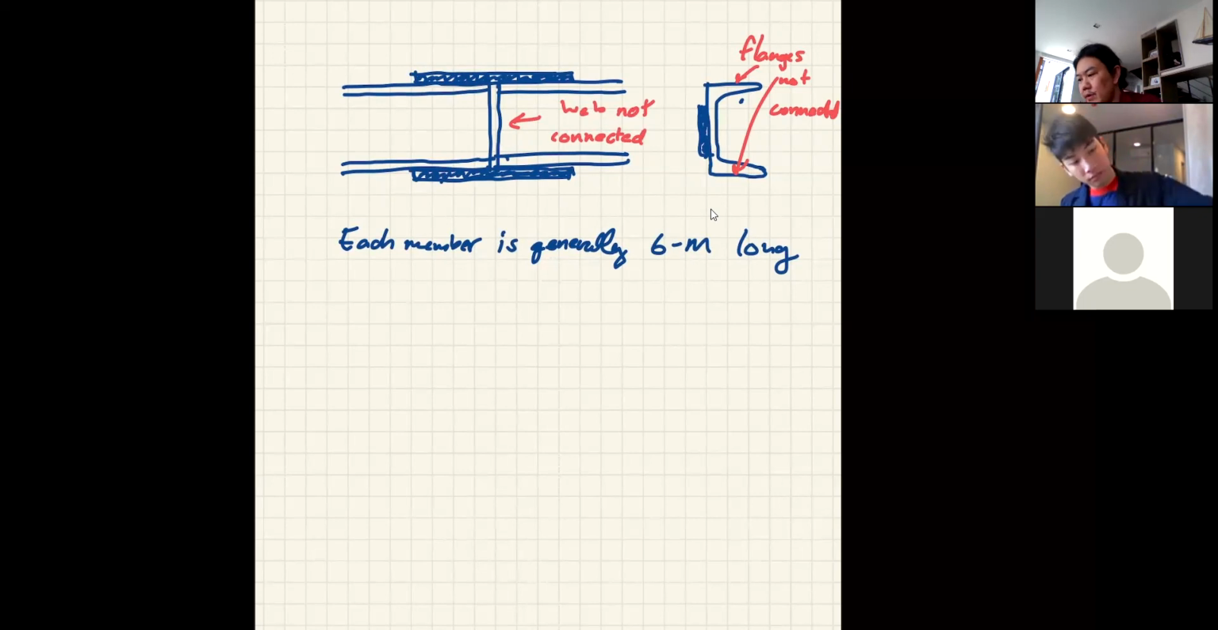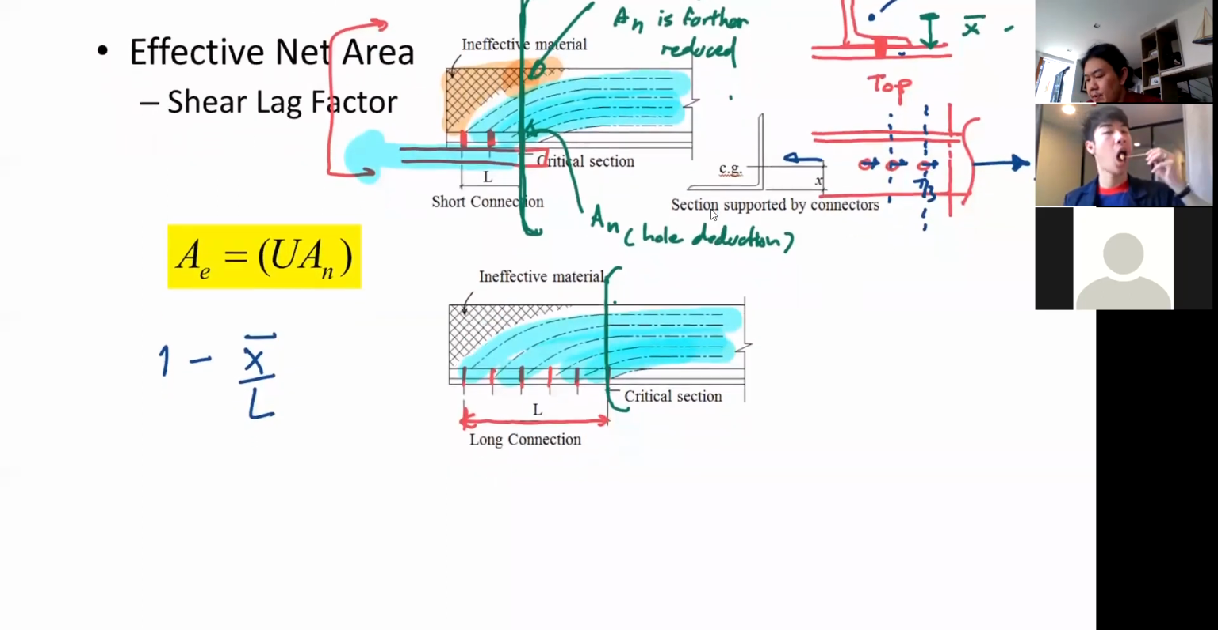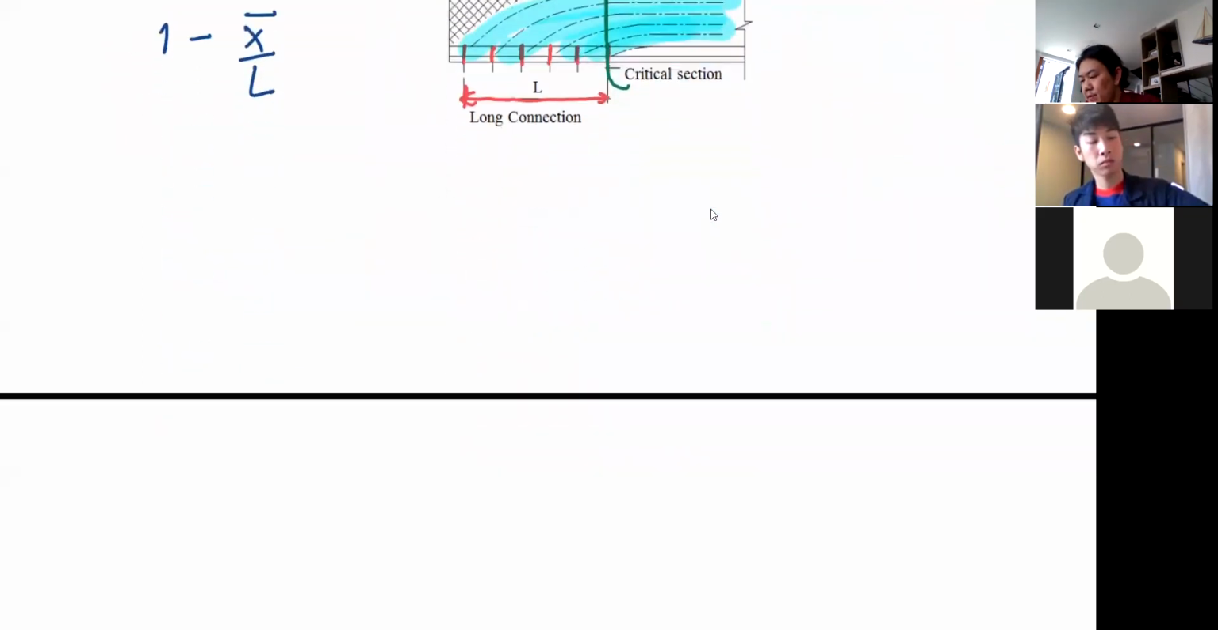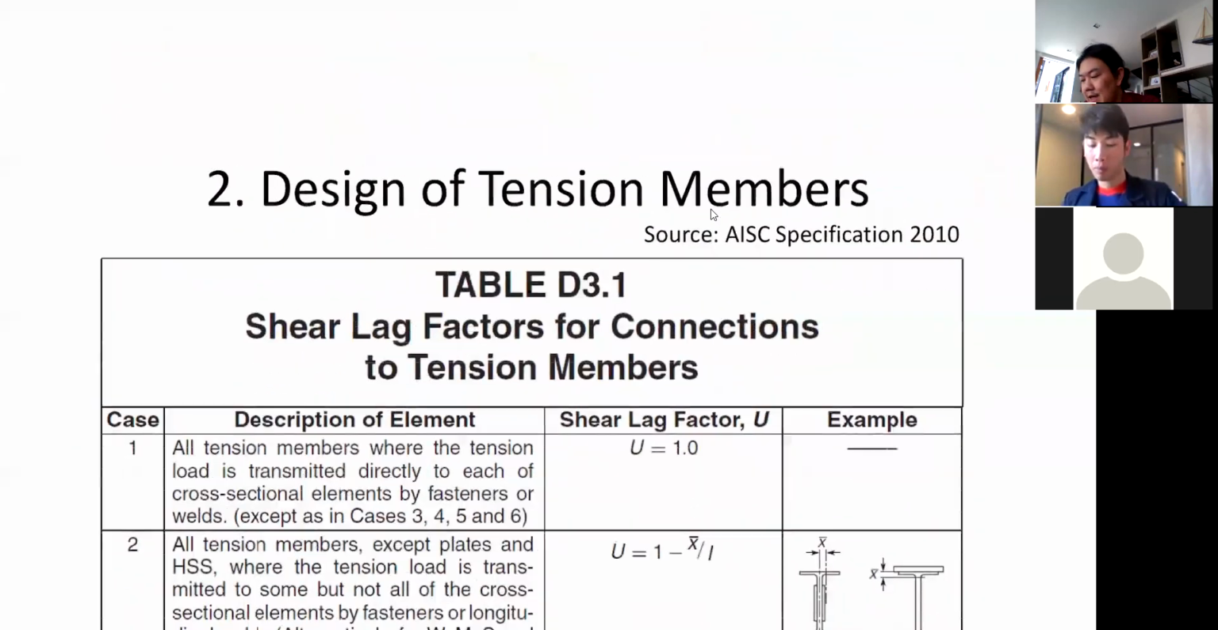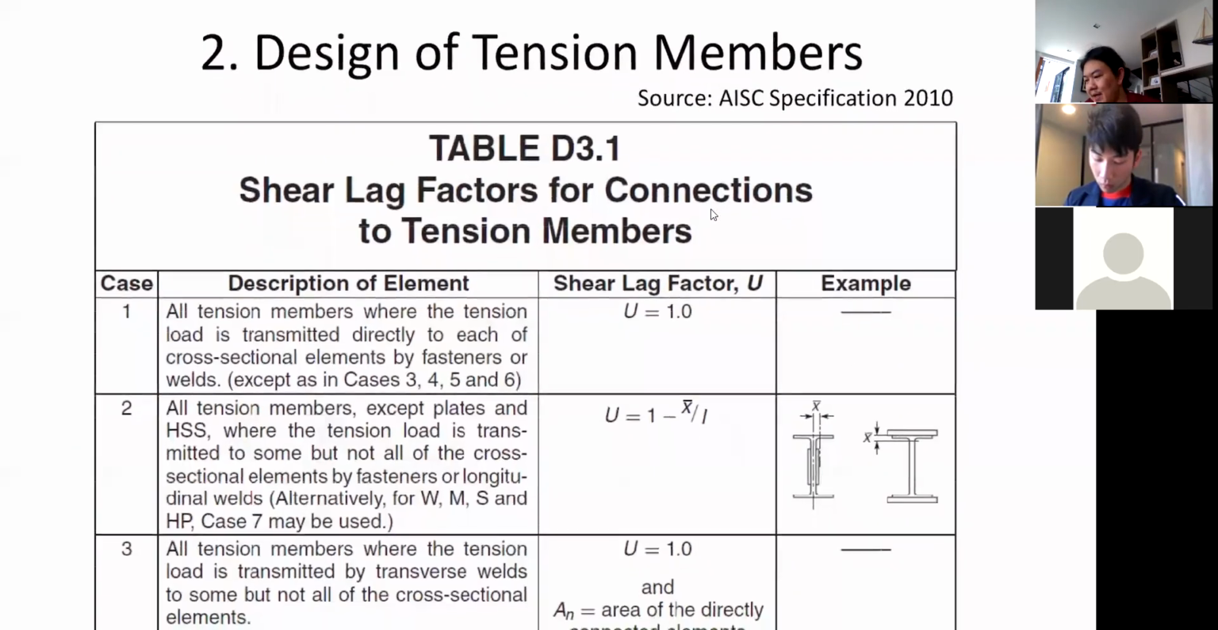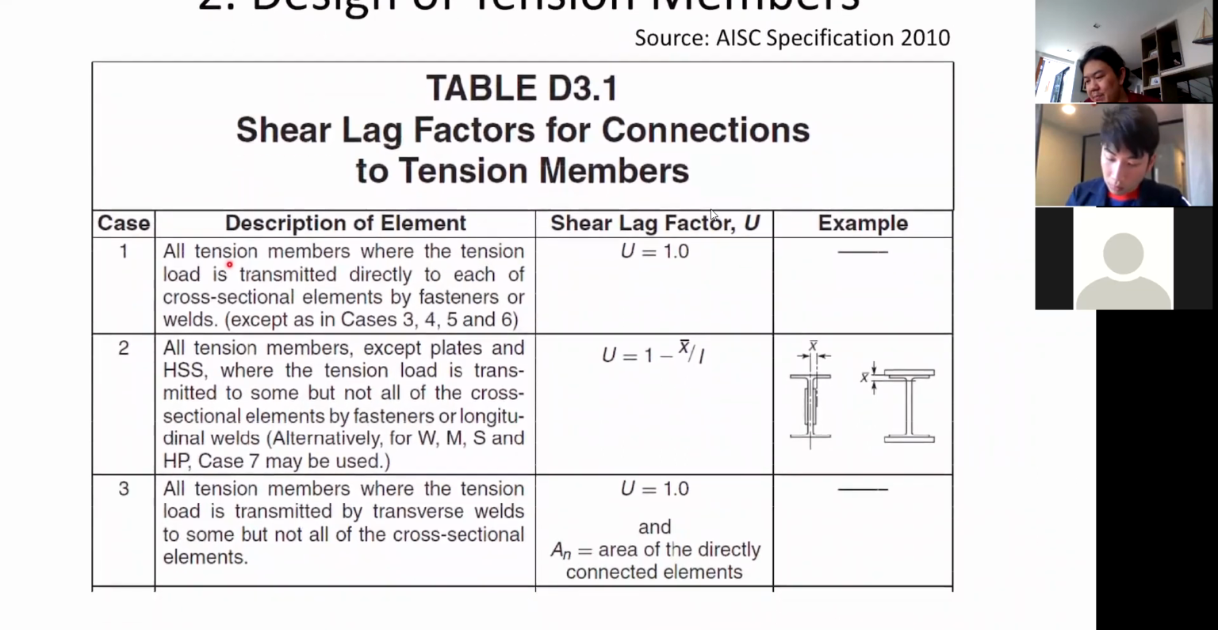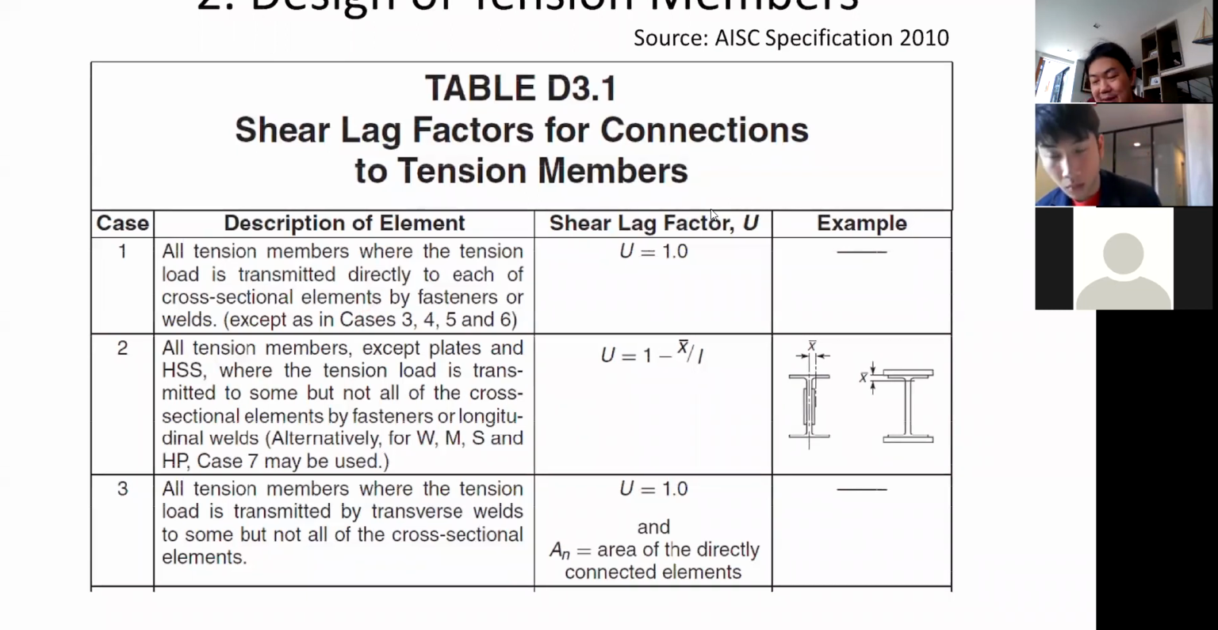Okay, good. So now let's go back to chapter 2. Right. So this is the table that you get from the AISC specification. It basically says that, all the tension members where the tension load is transmitted directly to each of the cross-sectional elements. This is exactly what I just said, but they just perhaps say it in a slightly more confusing way, you know? Okay. If that's the case, I said transmitted directly, it means that you connect every element. It's the opposite of what I just said.